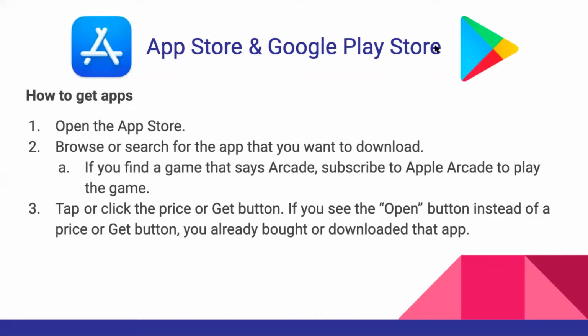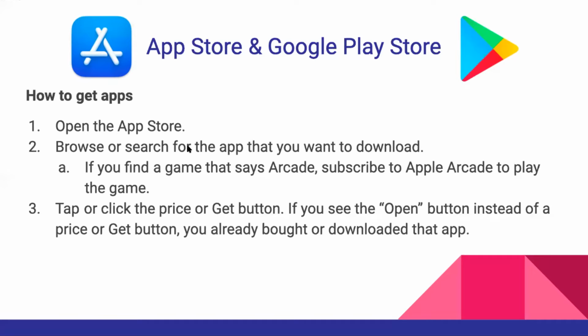Okay, so we also have the App Store or the Google Play Store. The App Store, which is the icon on the left, is for iPhone, and the icon on the right is the Google Play Store, which is usually for Android devices. So how do you get to these apps? You could open up the App Store. You are able to browse and search for a specific app, or you can go through hundreds of thousands of different apps that are available.